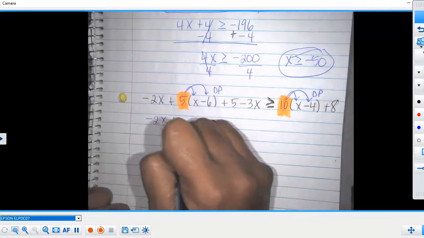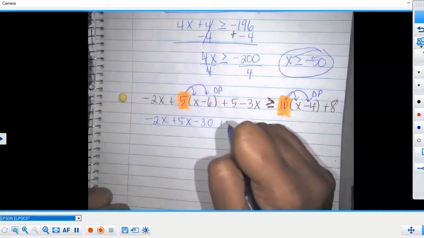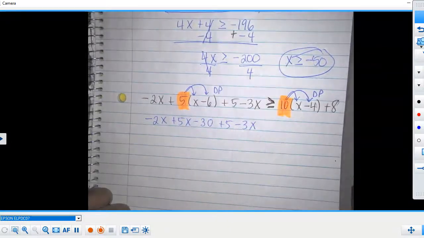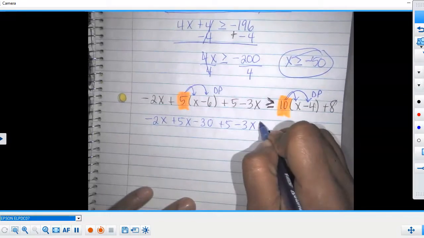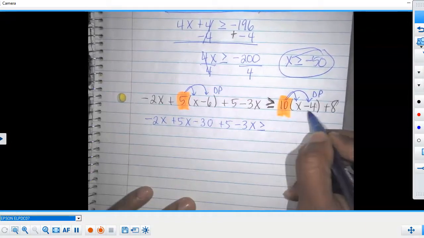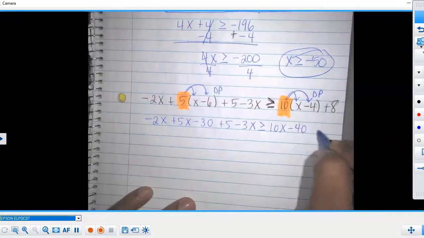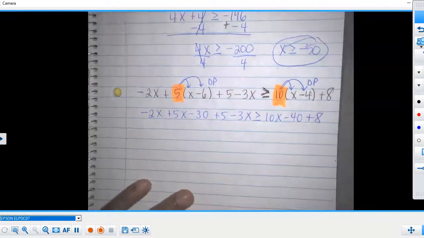5 times x is 5x. 5 times negative 6 is negative 30. Plus 5 minus 3x. I'm not going to try to be super awesome and do it all together in one step, which we can, but be safe, right? Then I'm going to keep moving to the right, and I'm going to put a greater than or equal to. Do the distributive property here. So 10x minus 40 plus 8.